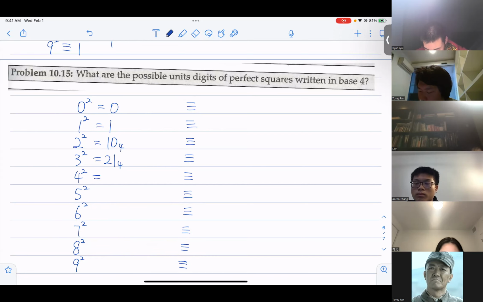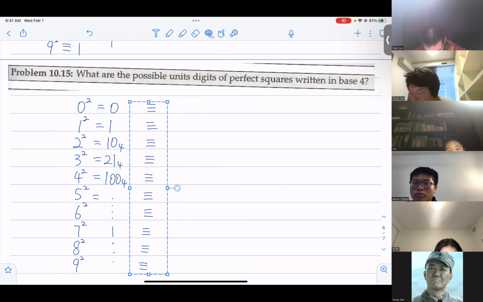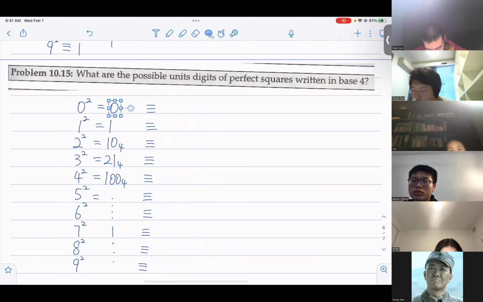This is 16. 16 in base 4 ends with 0, because it divided by 4 is 0, but it's just 4 zeros, which is 1 0 0, right? You can convert this by yourself, but I don't want to convert it more because we just need to look at the unit digit. For the unit digit, it's the remainder when they divide by 4, right?